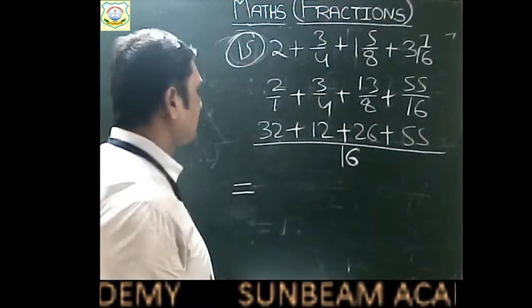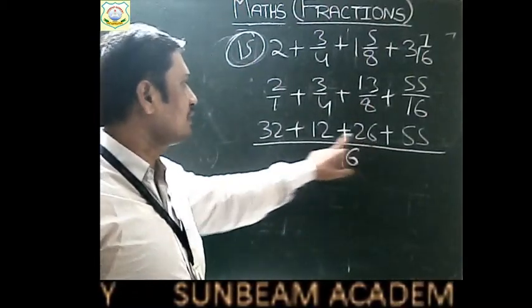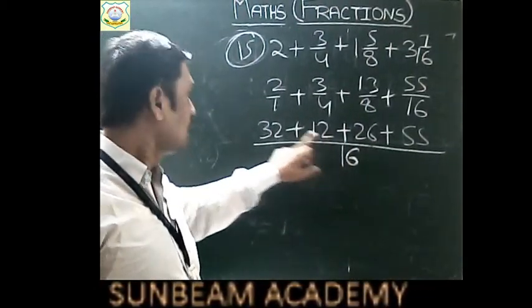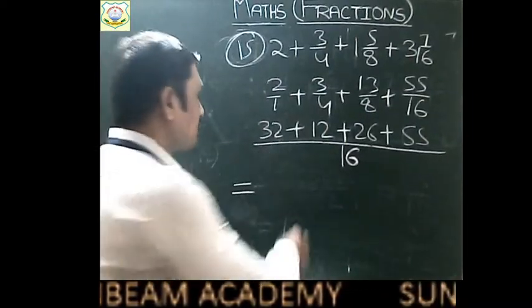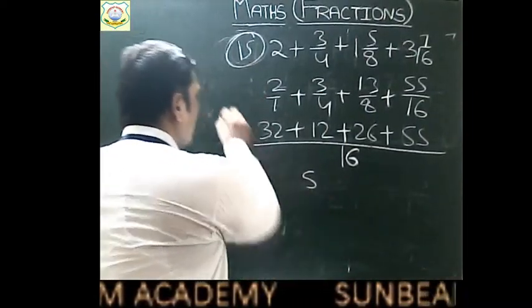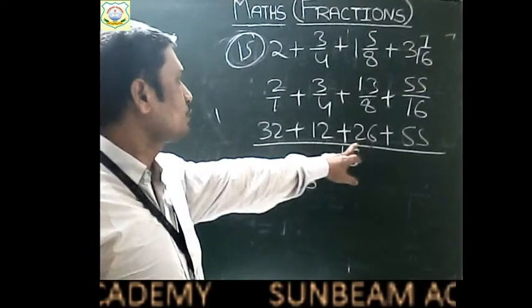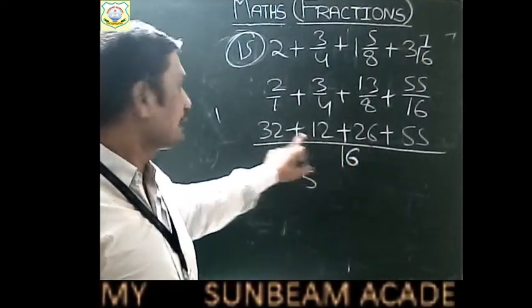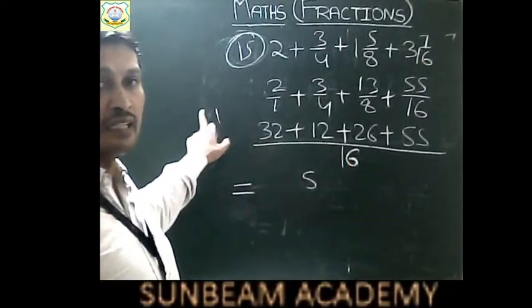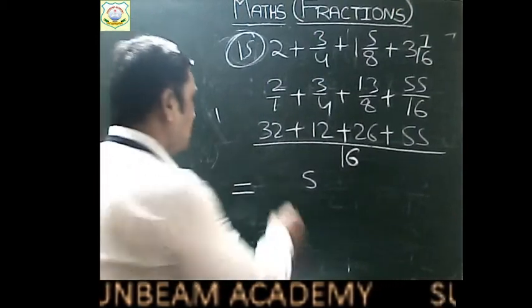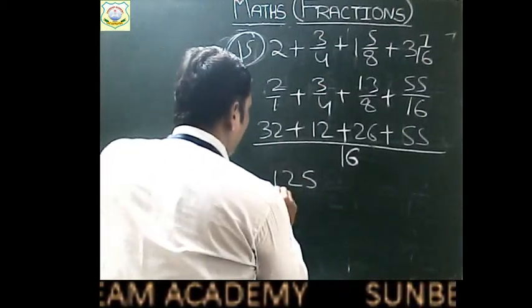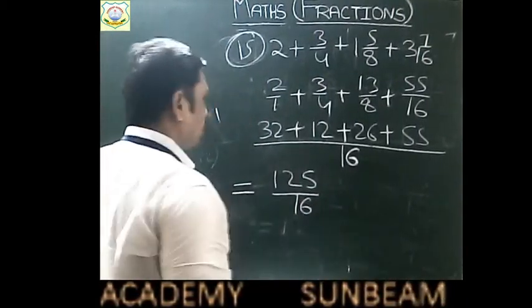So what do we get, children? 5 plus 6 is 11. 11 plus 2 is 13. 13 plus 2 is 15. 15, write 5, carry will be 1. 5 plus 2 is 7. 7 plus 1 is 8. 8 plus 3 is 11. 11 and carry 1 will give 12. 125 upon 16. Okay children.